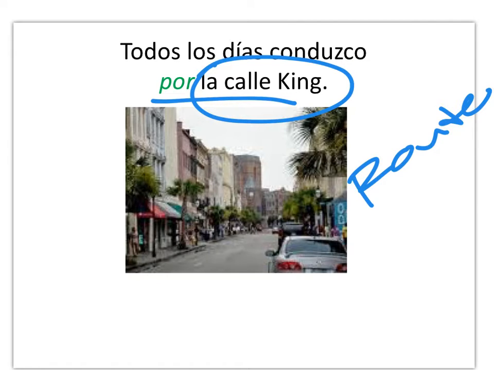So not necessarily just por with a place, or if you see a place it's por, you have to identify if it's talking about a route, not a destination, what you're going through to get somewhere. So we'll see verbs like conducir, or you'll see verbs like pasar, like I go by Starbucks on my way to class. So, cuando voy a mis clases, paso por Starbucks, or paso por la biblioteca. That's not where you're going, but that's what you go by.